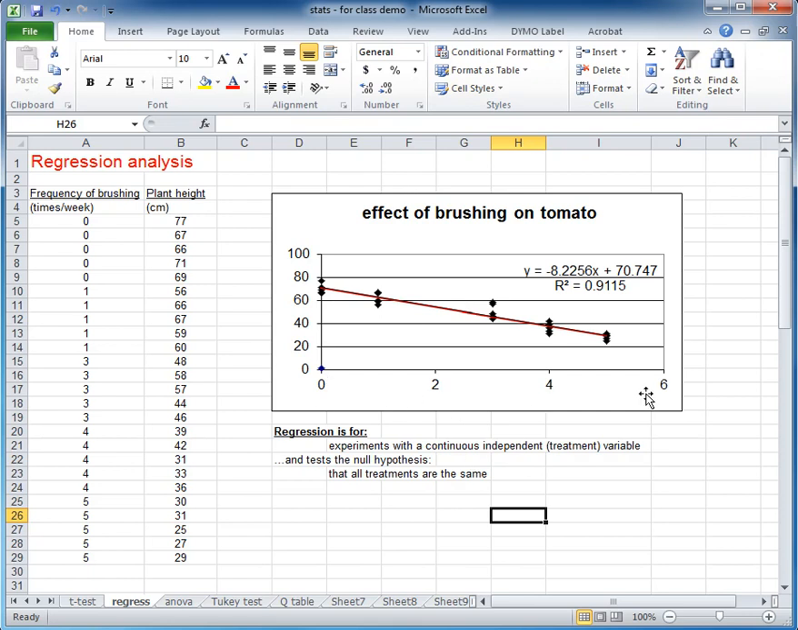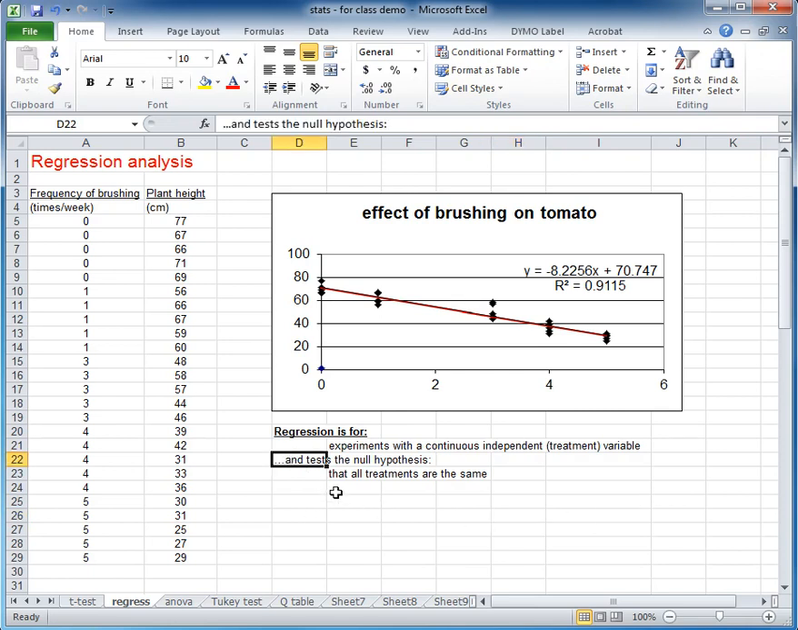0, 1, 2, 3. Whenever you can line things up like that, you have a continuous variable. Time is the ultimate continuous variable, right? If I had number of days or hours of the day, time is the ultimate. So that's a good chance to use regression.